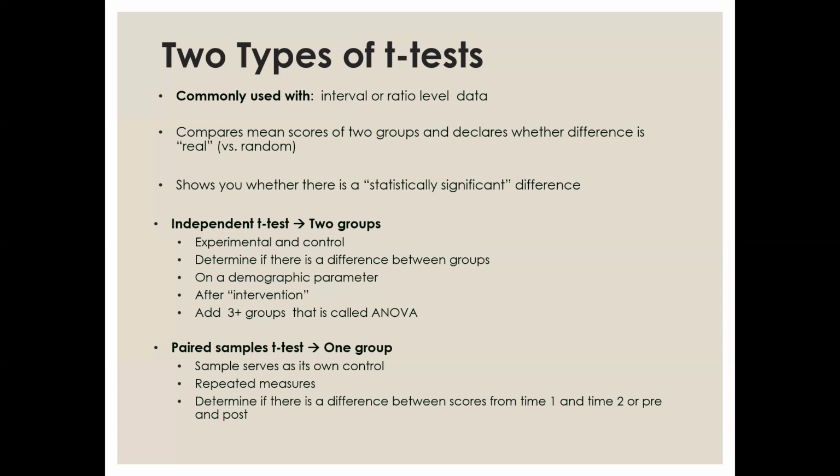And think about it this way. If you have more than three groups, it's called an ANOVA. An ANOVA is like a beefed up t-test, but don't worry about that right now. Just get the difference. When you have a paired t-test, it's one group. So what you're doing is you have the same group of people and you're testing them pre and post, right? So if I'm doing an experiment, I'm doing an independent t-test.